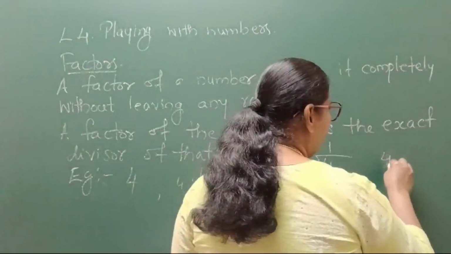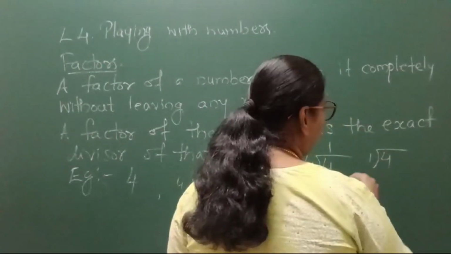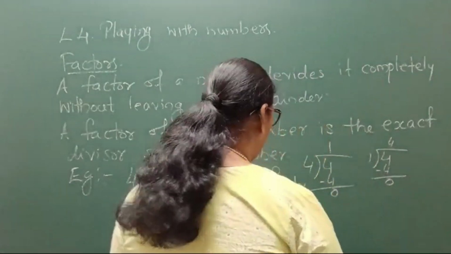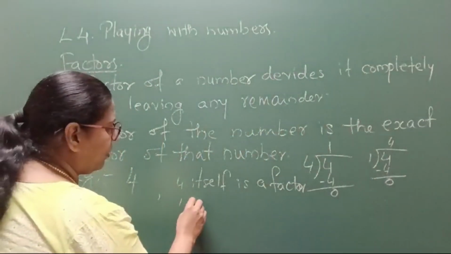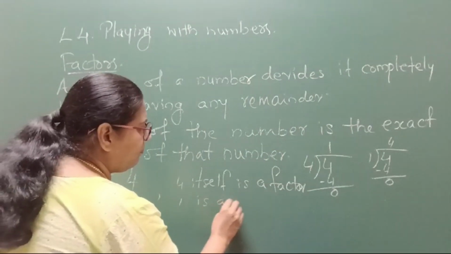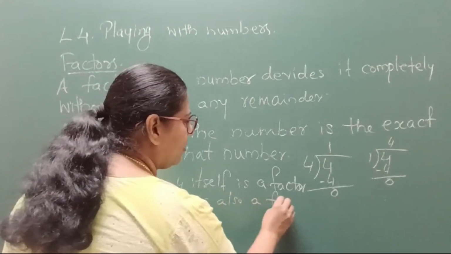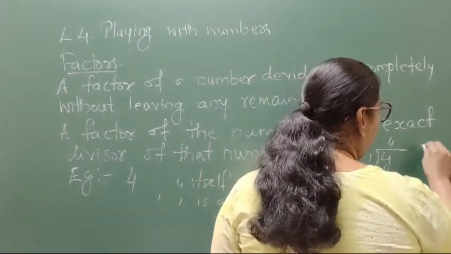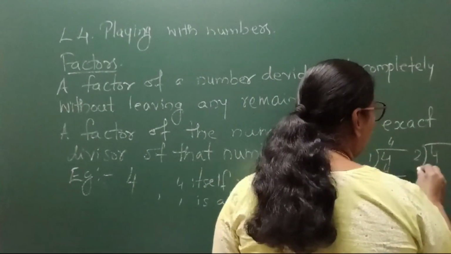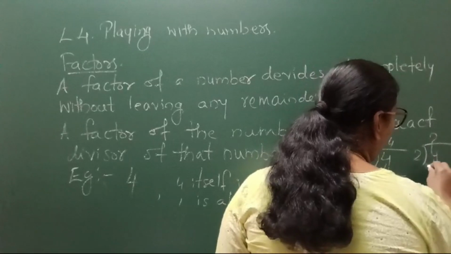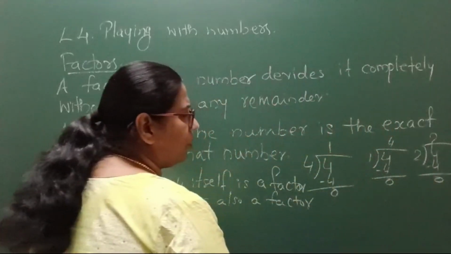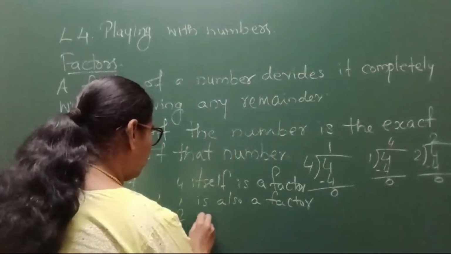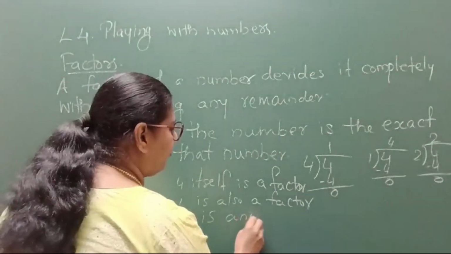Then we are dividing 4 by 1. 1 fours are 4, balance 0. So 1 is also a factor. Then again, 4 can be divided by 2. 2 twos are 4, balance 0, means remainder 0. So 2 is another factor.